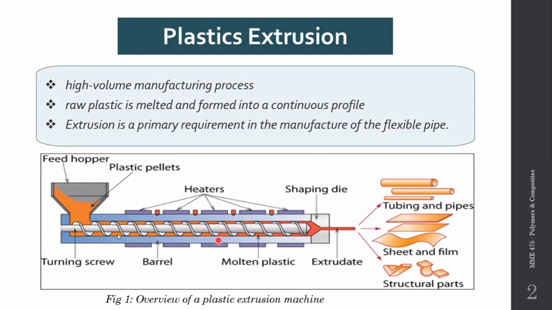Plastic extrusion is a high volume manufacturing process in which raw plastic is melted and formed into a continuous profile. Here is an overview of a plastic extrusion machine. There is a feeder, then a plastic plate, a heater, the shaping die, and the different shapes of plastic extrusion.